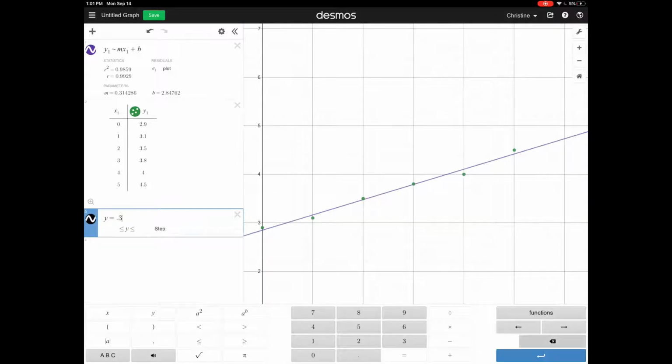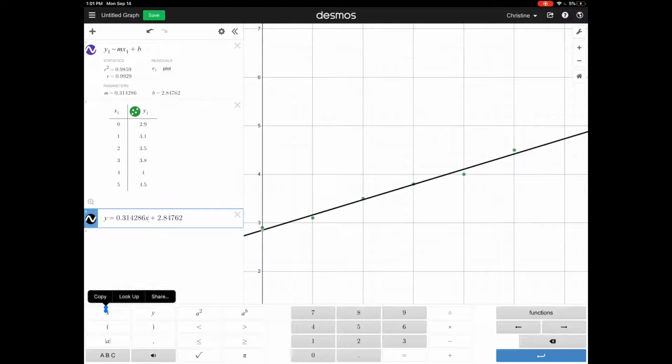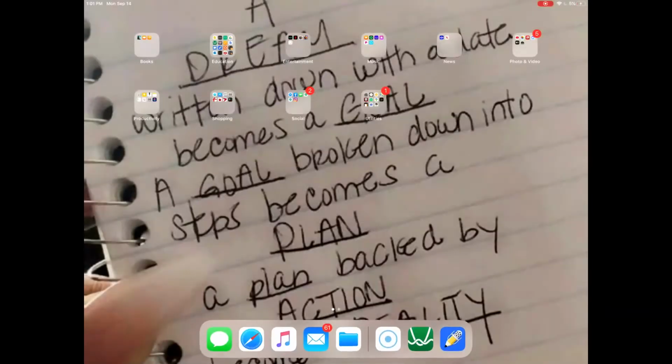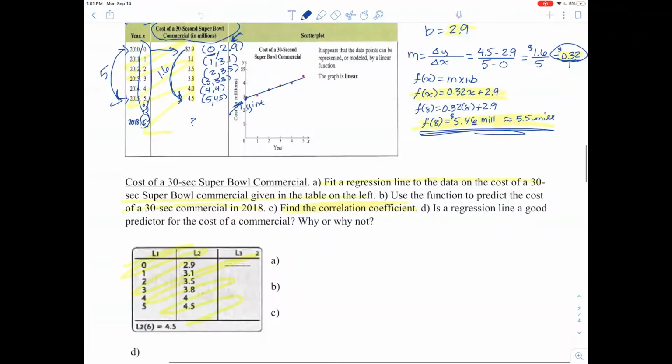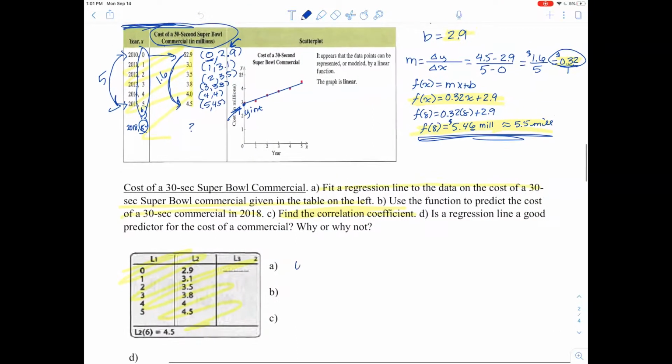0.314, no, that's really bad. Let me go, 0.314 x. Don't forget the x when you're doing your homework today, plus 2.84762. I'm going to see if I can't copy that. We'll see what happens. I'm going to copy that back to my note page. And let's see if I can do it. Probably not. So I'm just going to go ahead and write it.